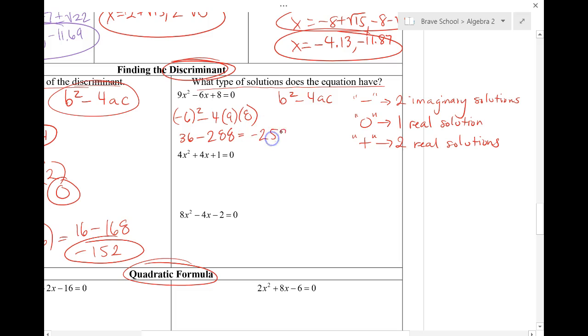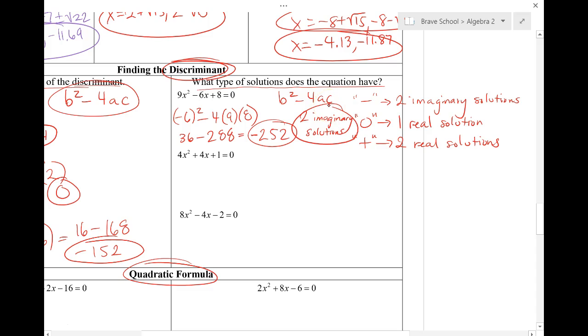But for the purpose of the test, I want you to actually find the discriminant and then tell me what it is. So now we've got a negative, so that means we're going to have 2 imaginary solutions.